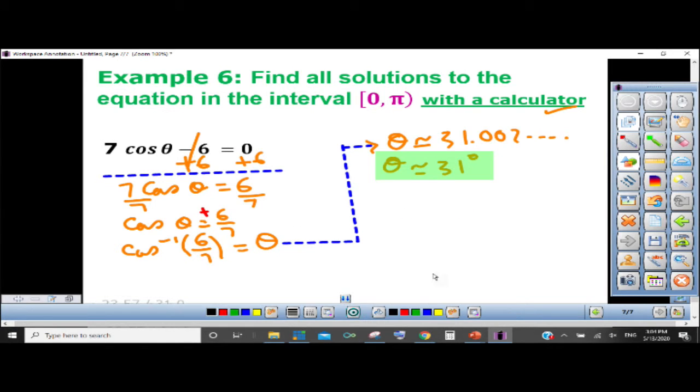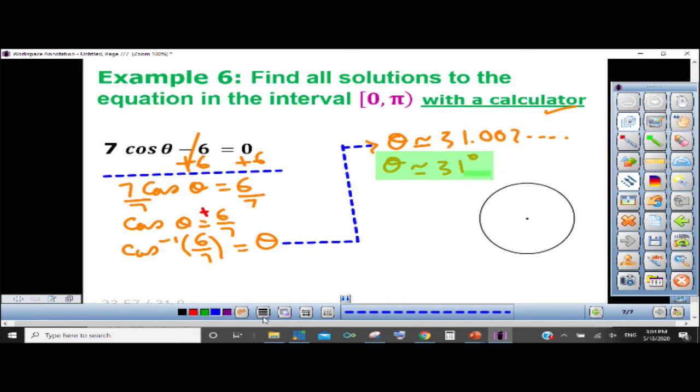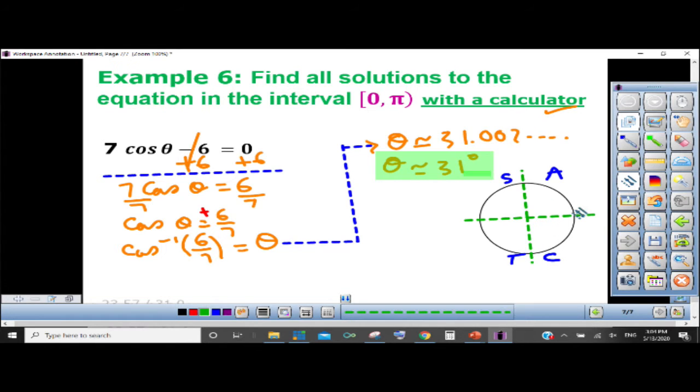Well, cosine is also positive somewhere else on the unit circle. Where else is cosine positive? Think with me. Where else is cosine positive? All students take calculus. So it is positive in the first quadrant, which is what they just gave me here.